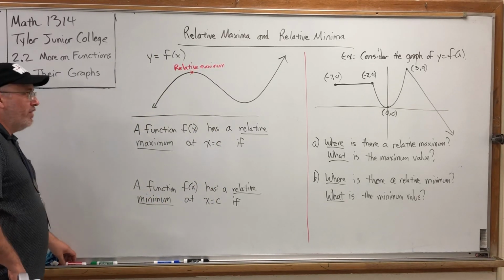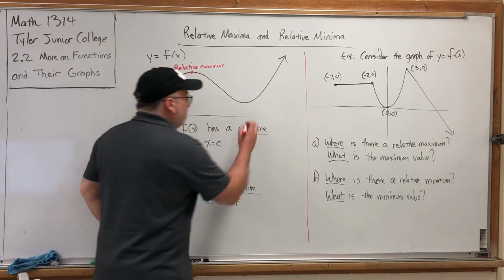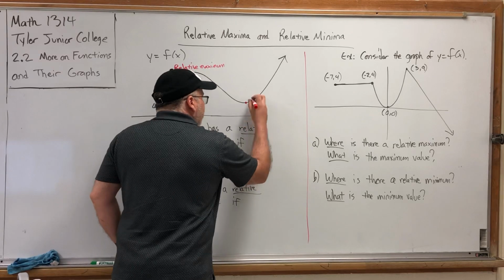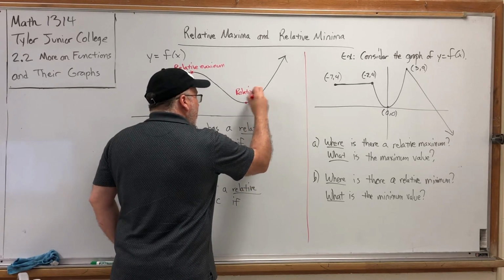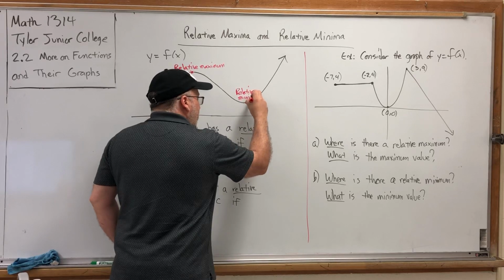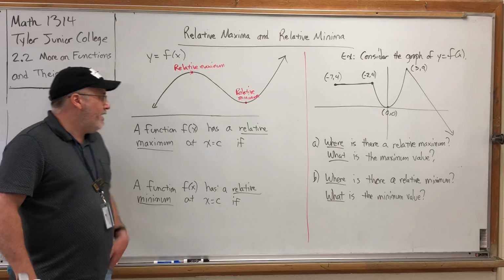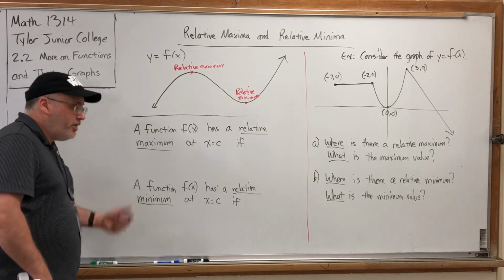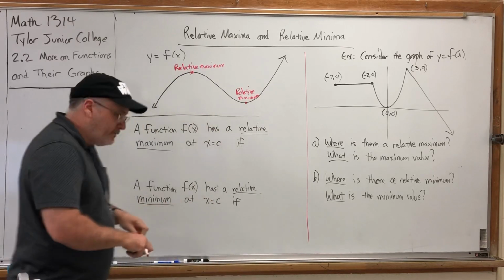So where do you think the relative minimum is? It's in the valley over here. Relative minimum. And again, it's not the lowest point on the whole graph. There are lower points implied over here. But relative to this part of the graph, it is the lowest point.